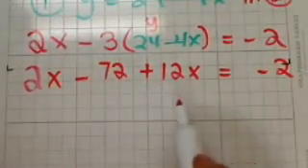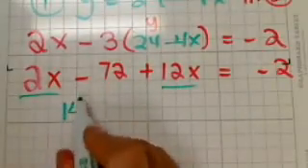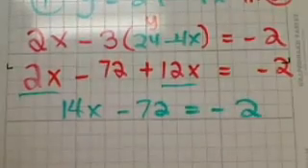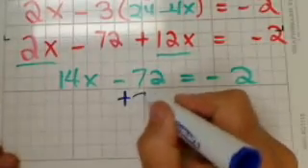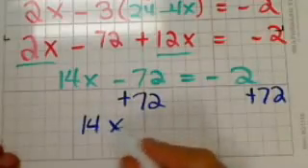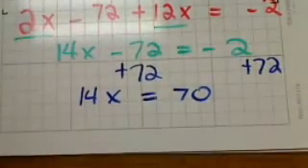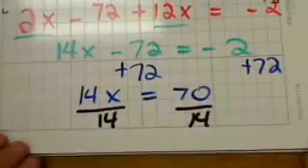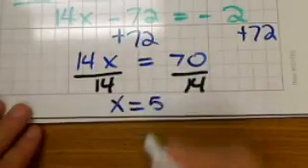I can simplify that a little bit. I've got the x's here that are repeated, so I've got 14x minus 72 equals minus 2. And then I can go ahead and add 72 to both sides, and I'll have 14x is equal to 70. And then I'll divide both sides by the 14, and that will leave me finally with x is equal to 5.